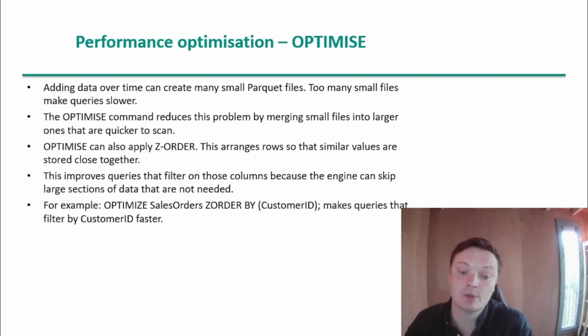This improves queries that filter on those columns, because the engine can skip large sections of the data that is not needed. For example, OPTIMIZE sales_order ZORDER BY customer_id makes queries that filter by customer ID faster.